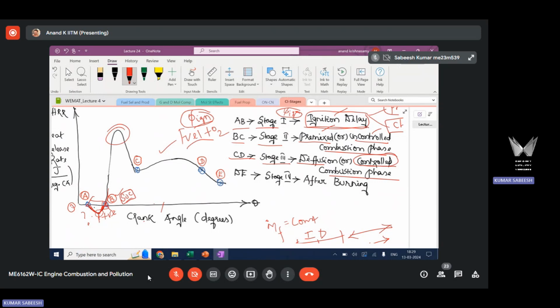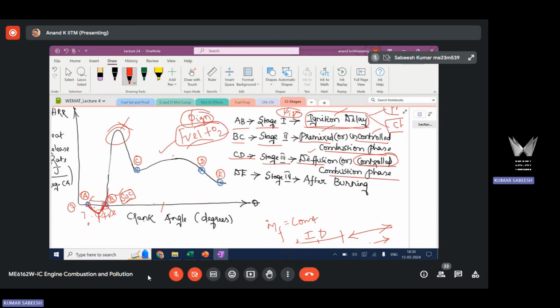So the rate at which the burning takes place during this third stage is controlled by the rate at which the fuel is injected, that you are externally controlling. So the injection rate shape, whatever I have shown, is going to govern the rate of burning in the third stage. So you can precisely control the rate of burning in the third stage, which you cannot do in the second stage. This is uncontrolled, but this one is controlled. You can control it by controlling the rate at which the fuel is injected. Okay, and that will govern the rate at which the fuel mixes with oxygen, and that's going to govern the burn rate. So this is how the third stage of combustion is happening.